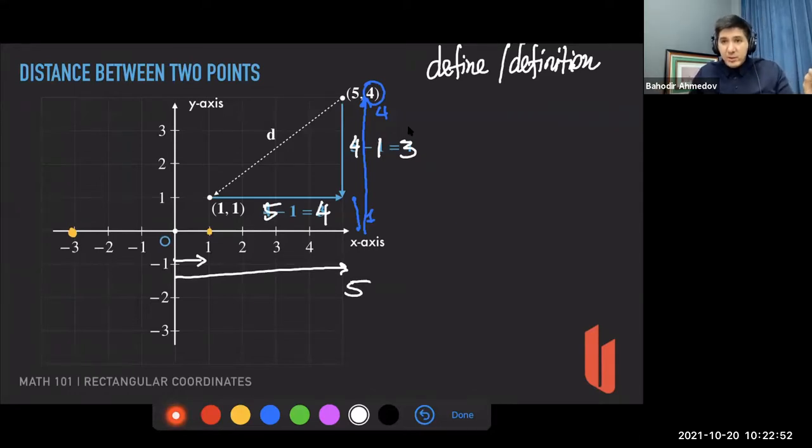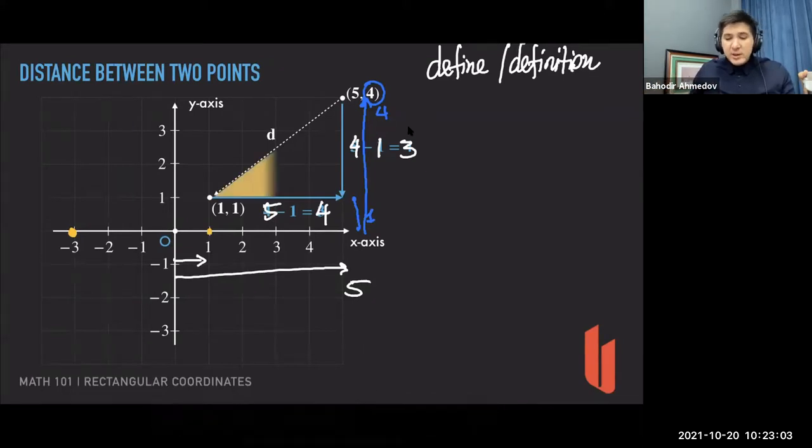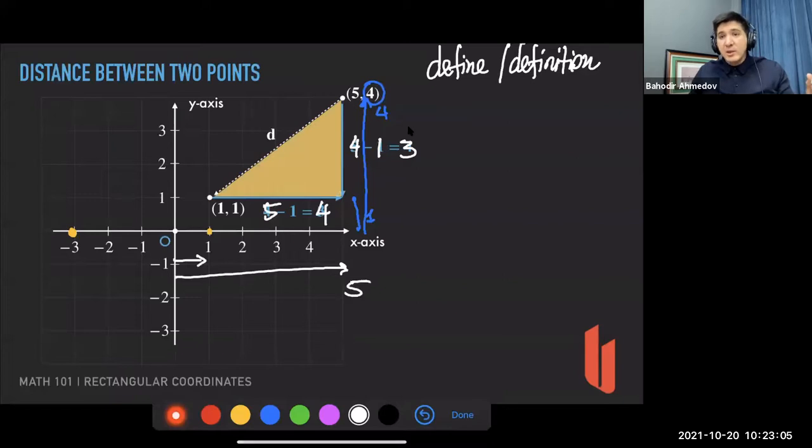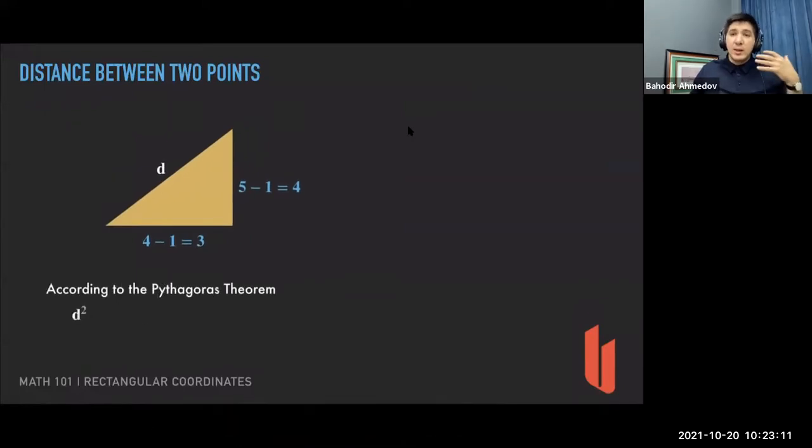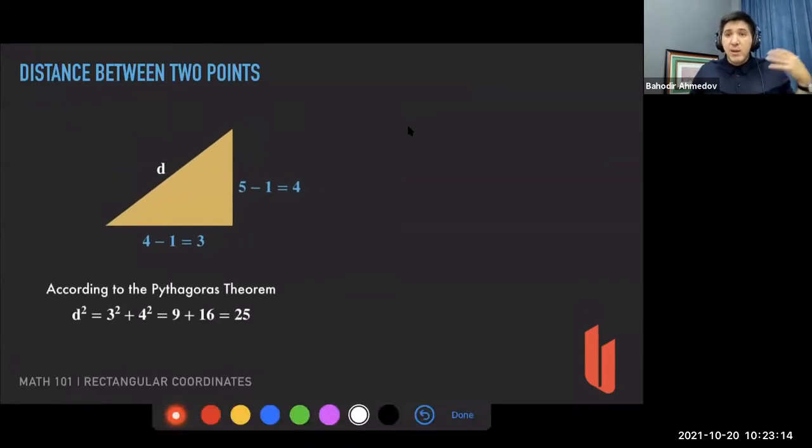The height is equal to 3, which is the difference between the y coordinates of the 2 points, and the width is equal to 4, which is the difference between the x coordinates. And you can see that it perfectly creates the right angle triangle, right? And there is the Pythagoras theorem, which helps us to calculate the length of the hypotenuse of the right angle triangle. So I would just like to remind you this one more time.